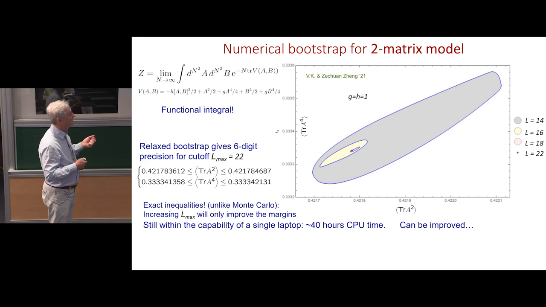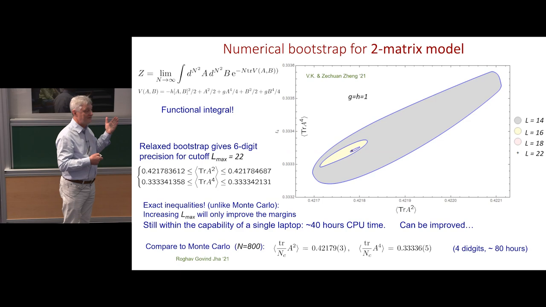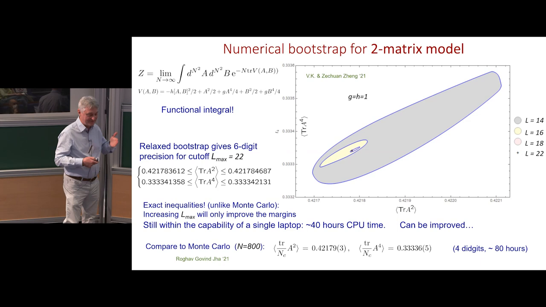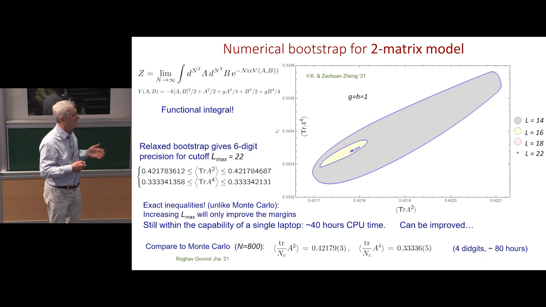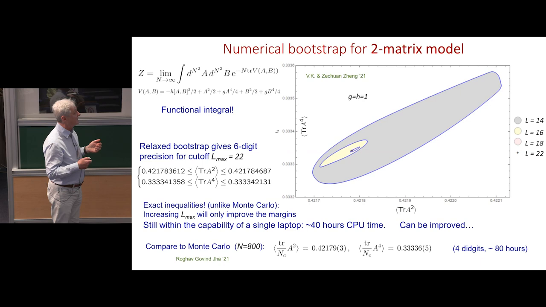Then we can compare it to Monte Carlo due to this work, which Rogavgoincha has done specially to compare with our results. And you see, by 80 hours of Monte Carlo run, you only get four digits, which is, I think, to get two digits more, you understand that it takes much more CPU time. Okay, so just to show you that in many cases, Bootstrap can compete with Monte Carlo.